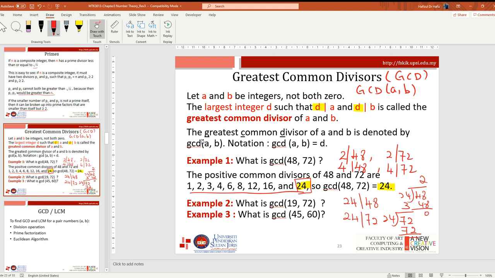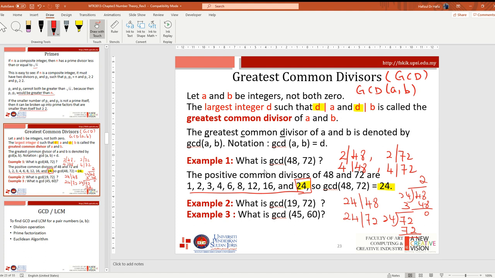GCD: let A and B be integers, but both A and B must not be 0. Then the largest D such that D divides A and D divides B is called the greatest common divisor of A and B. Okay, this one is common. D can divide A, D can divide B. The greatest common divisor of A and B is denoted by GCD(A, B).